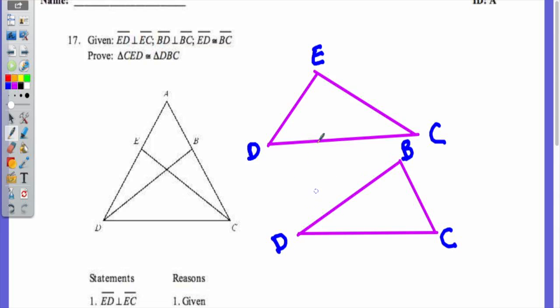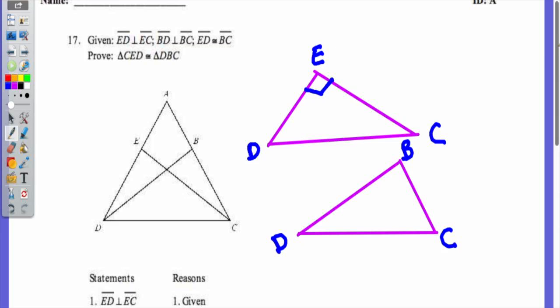The first thing I'm told is that ED is perpendicular to EC. When two lines intersect and they're perpendicular, what happens? They create what? Right angles. They create right angles.